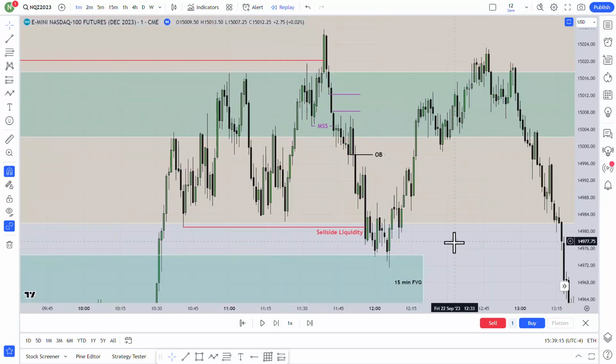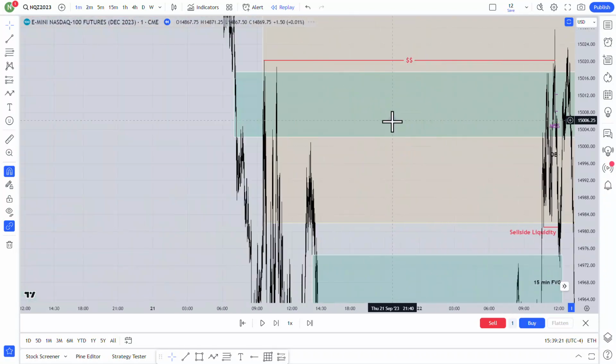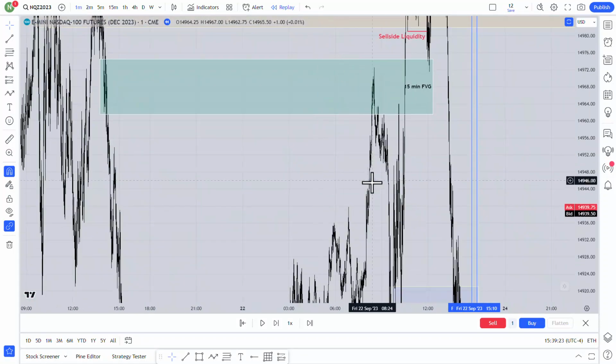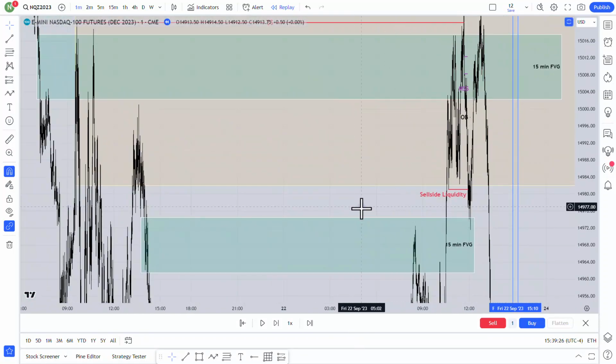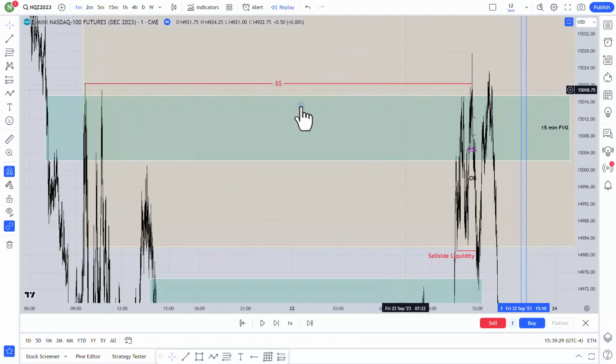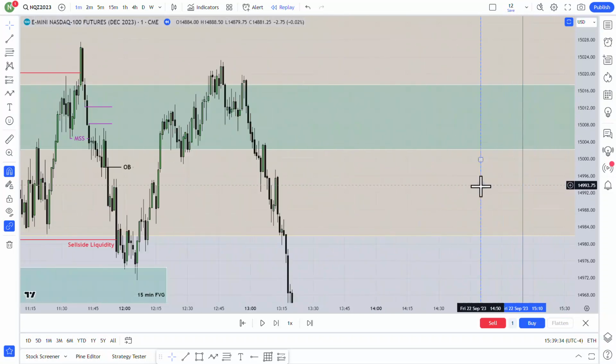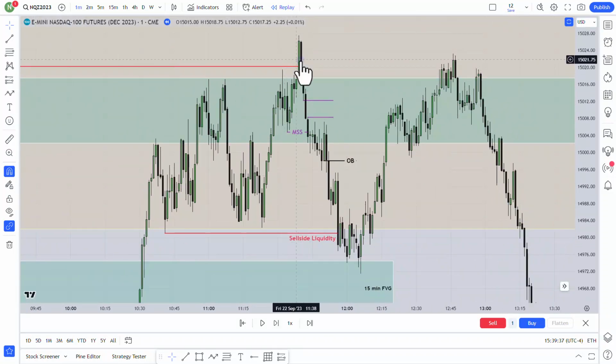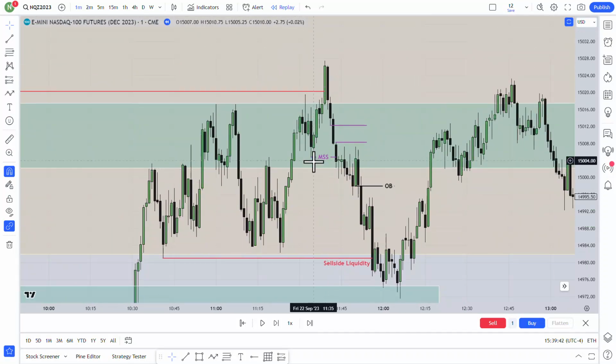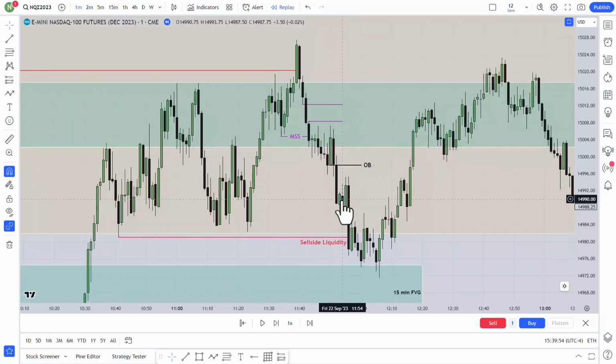Before macro, I would like to describe this entry. If you see, when I took the entry from here in the morning session, price went above this buy side liquidity, and also the 15-minute fair value gap. After clearing this liquidity, it gave me a very good market structure shift. When I saw this market structure shift, I immediately marked this as my fair value gap, and I was waiting for price to go over there, but it didn't. Instead, it broke lower again.